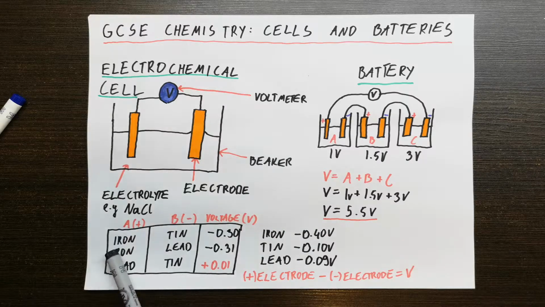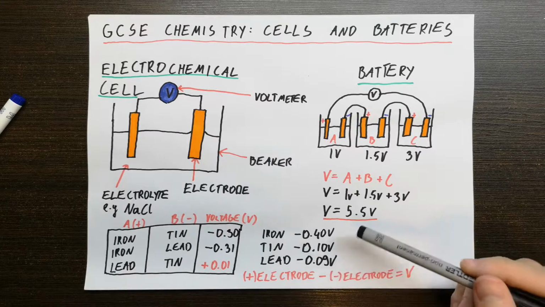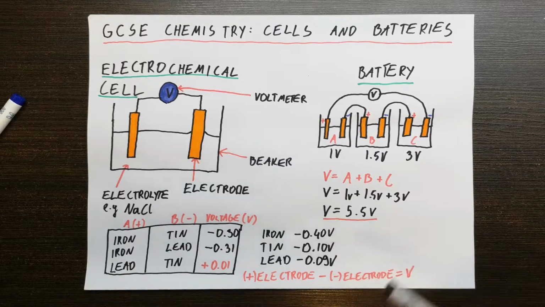So, for example, we have iron here on the positive electrode, and iron has a value of minus 0.40 volts, and here we have tin on the negative electrode, and tin has minus 0.10 volts. Using that equation, minus 0.4 minus minus 0.1, we get minus 0.3. So we just predicted the voltage of a cell that has iron on the positive electrode and tin on the negative electrode. And that's how we predicted the voltage.